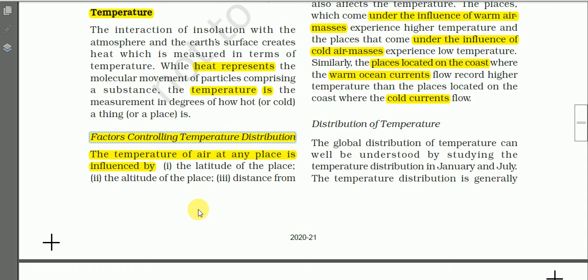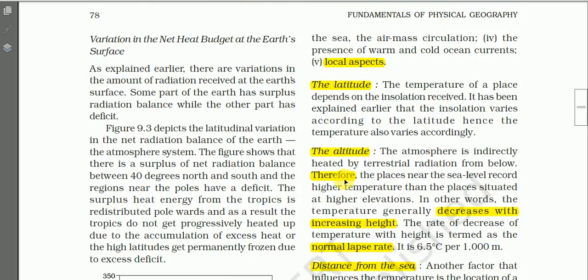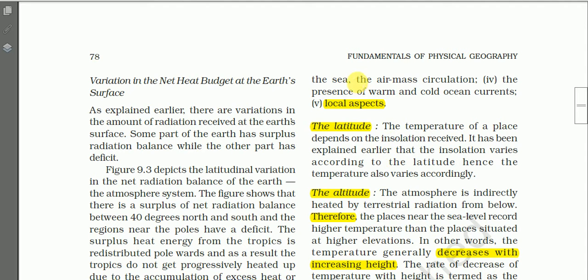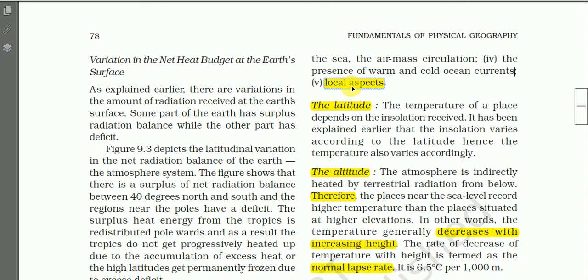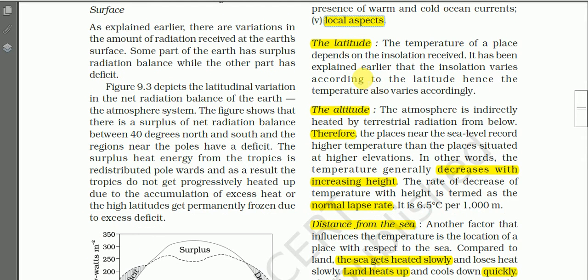So temperature at any place is influenced by the latitude of the place, then altitude, that is the height of the place, distance from the sea, then air mass circulation, then presence of warm and cold ocean currents, and the fifth one, local aspects. So let us read in detail. The first important factor is latitude.